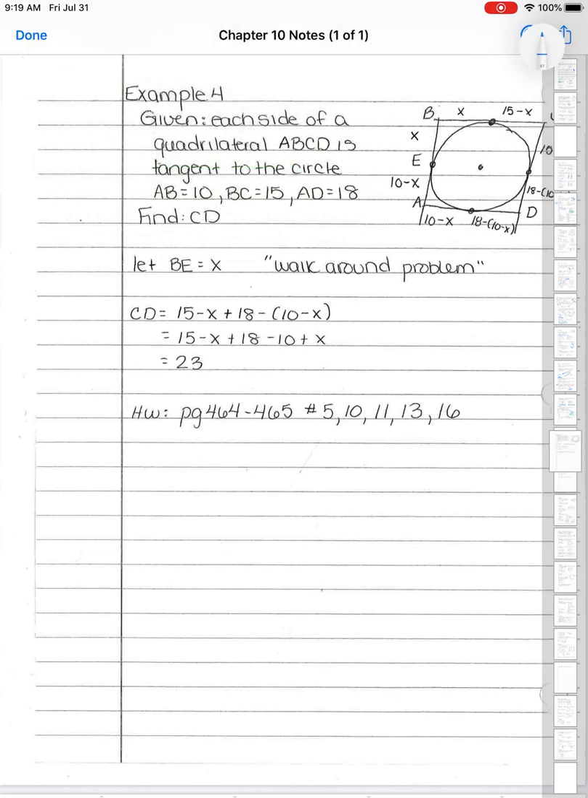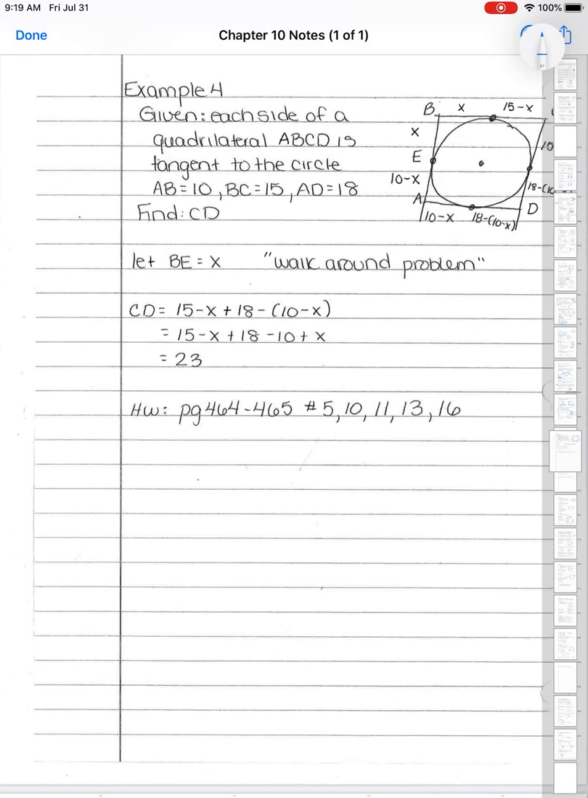It says each side of quadrilateral ABCD is tangent to the circle. So I'm going to redraw it again, just so you can see how I'm labeling everything. It says each side of the quadrilateral is externally tangent. That means it's just grazing the circle at one location. So it says AB is 10, BC is 15, AD is 18, and we want to find CD.